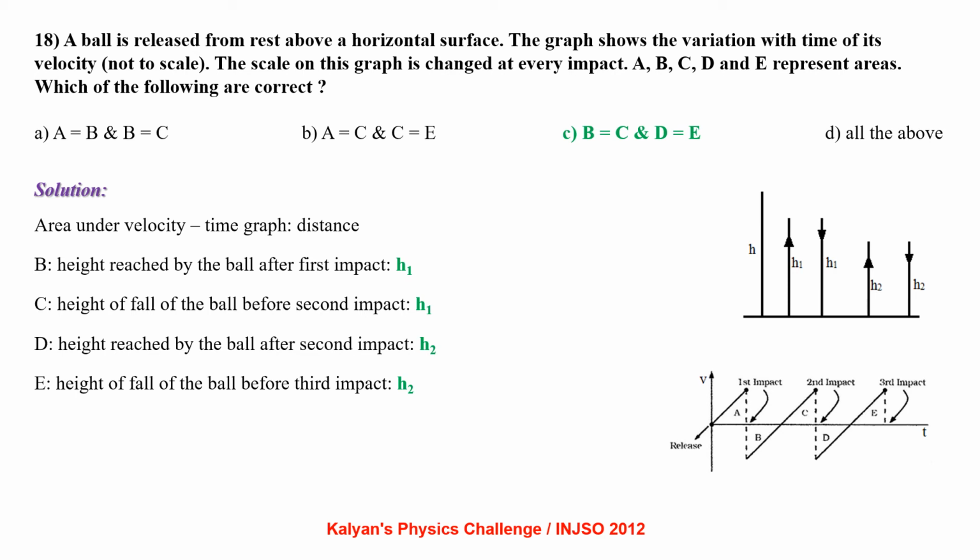Area under the velocity time graph gives distance. For B, height reached by the ball after first impact is h1. For C, height of the fall of the ball before second impact is h1. For D, height reached by the ball after second impact is h2. For E, height of the fall of the ball before third impact is h2. So C is the correct option.